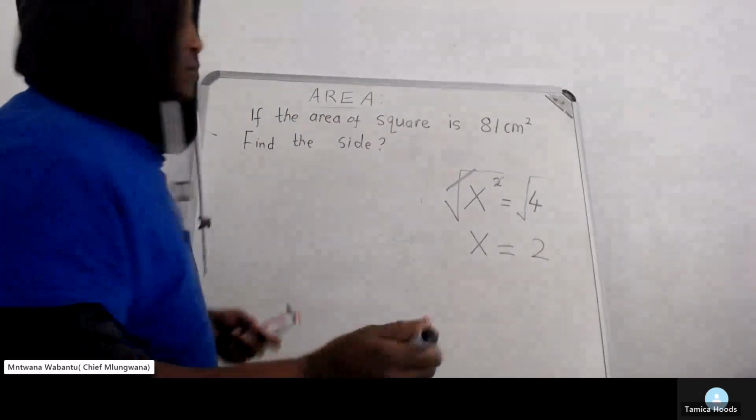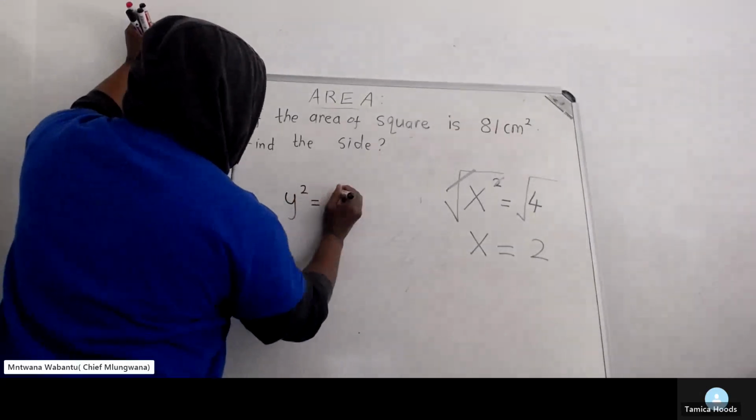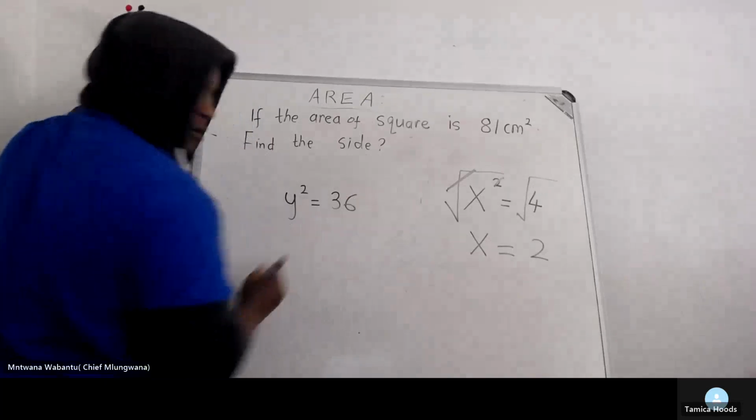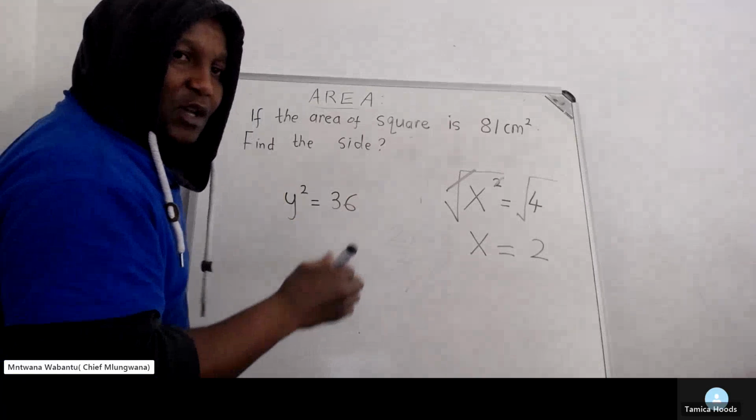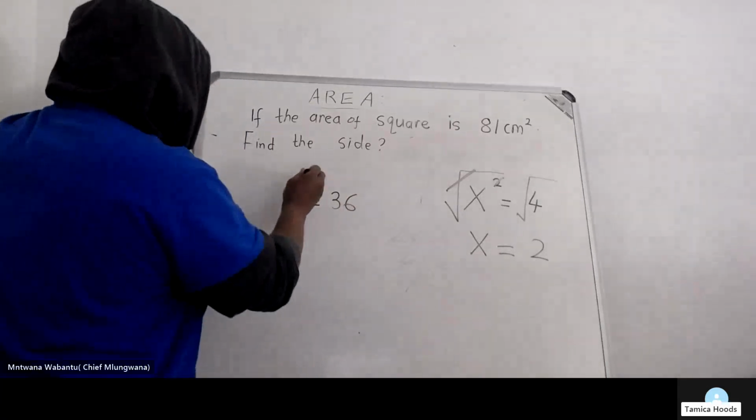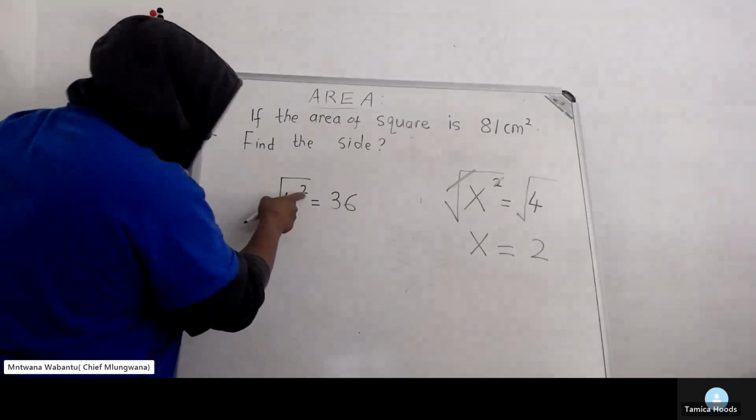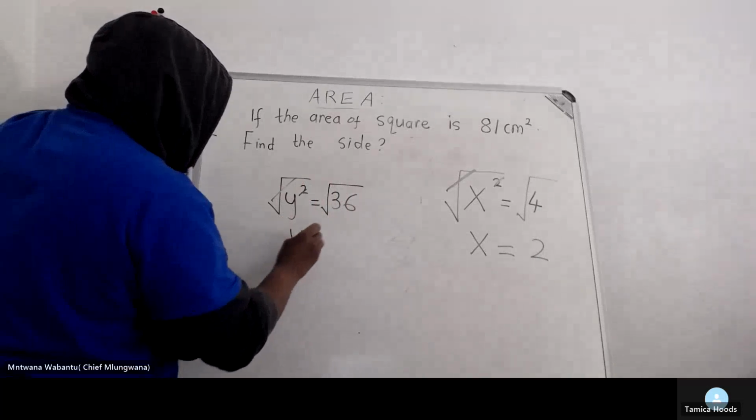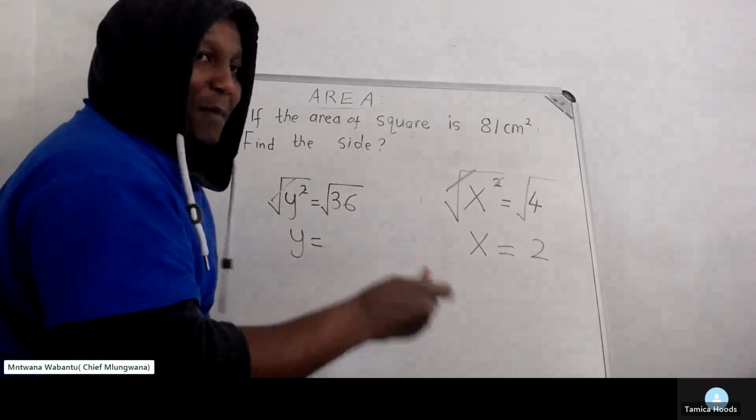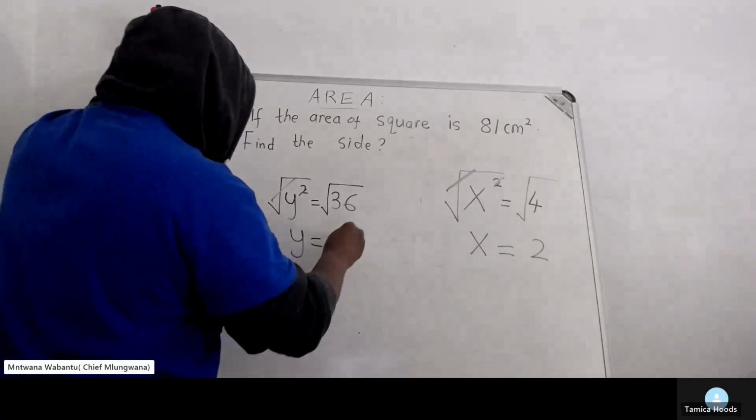Okay. Somebody gives you y square equal to 36. So if you want to get rid of this power, we have to square root. I'm going to square root on both sides. You look at this power, and then I'm going to square root this one. So this and this are going to cancel. So y equal to, which number when I multiply by itself, I get 36? 6. So the answer equals 6.